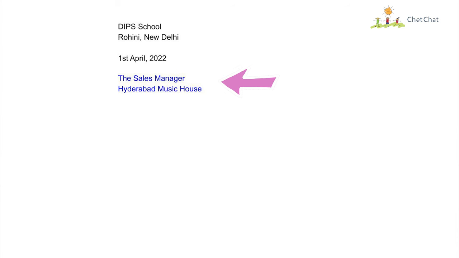Now in this case, we are not directly told who we have to write this letter to. The director, the manager, the principal. So you'll have to use your own judgment. Who usually handles sales of musical instruments in the company? Perhaps a sales manager. You can also just write the manager if you're unsure. It's safe and a sure shot. The manager, Hyderabad Music House.